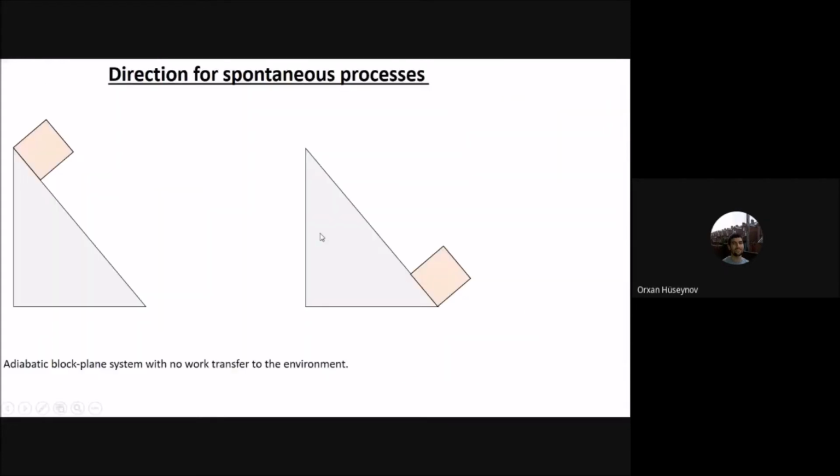Okay, so now I'm going to talk about another definition of the entropy. That is, it shows the direction for spontaneous processes. I can give you some examples. For example, glass breaks, and we have never seen the glass pieces come together and make it a total again, or any spontaneous process that flows.